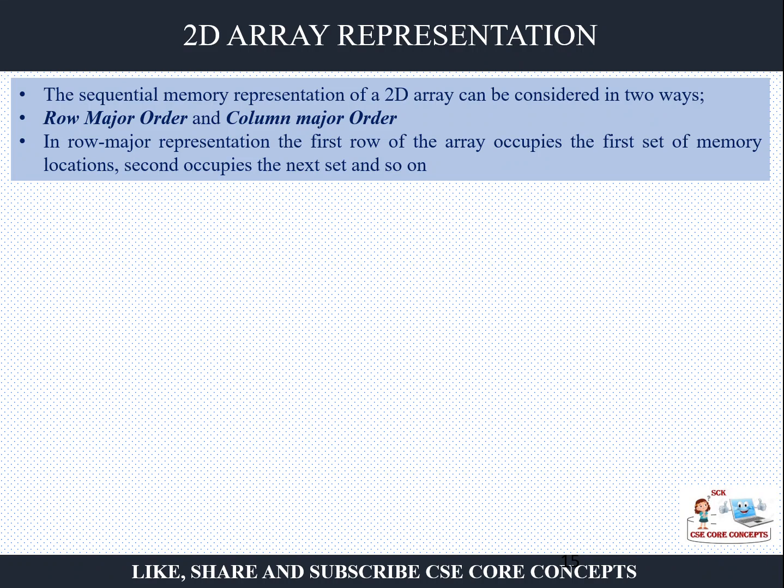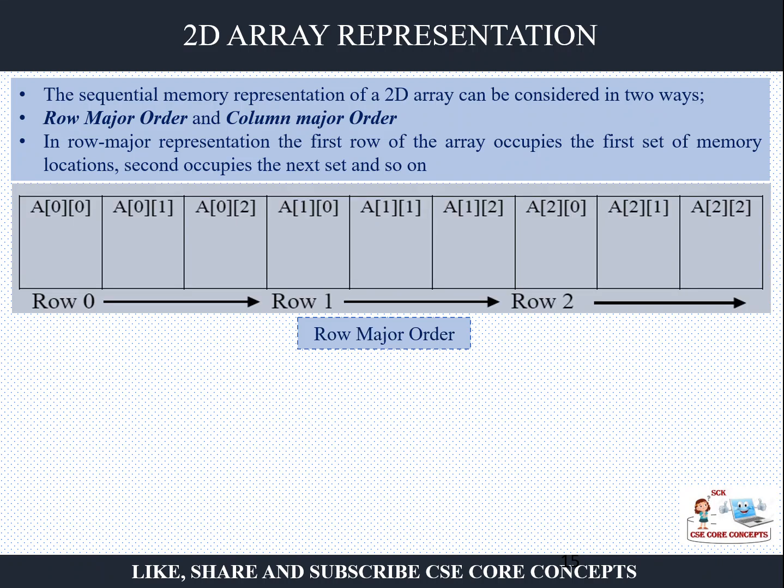Now, how to represent it in a memory location? As you have seen or understood by now, an array is stored in a contiguous memory location. So whether it is a two-dimensional array, it cannot be stored in a tabular format in the memory location. It also has to be stored in a one-dimensional way. There are two major ways of storing the array. One is the row major order, where you first store the values of the first row, second row, and so on. And second is the column major order.